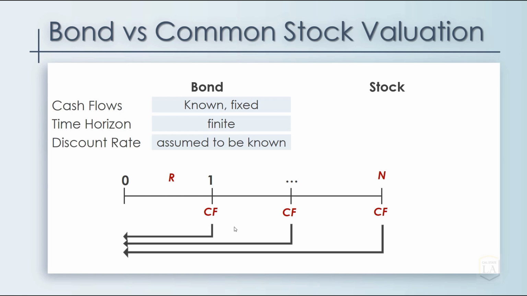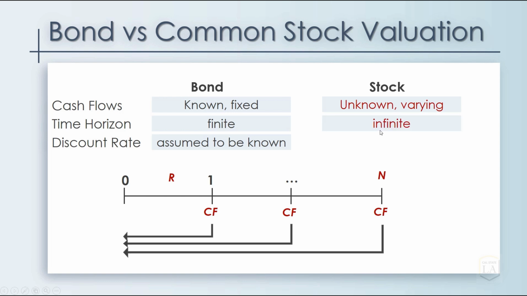However, the situation is quite different with common stock. First, with cash flows, the amount of cash flow to be provided from this stock investment is unknown, and it can also vary. For example, the cash flow you are expecting from the first period and the cash flow from the second period are supposed to be different. It's rarely the same amount. And not only that, it's unknown.